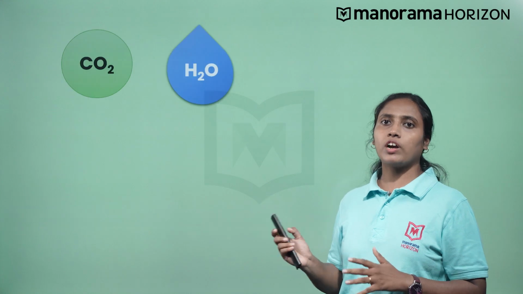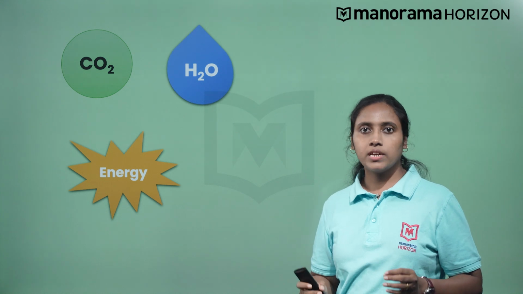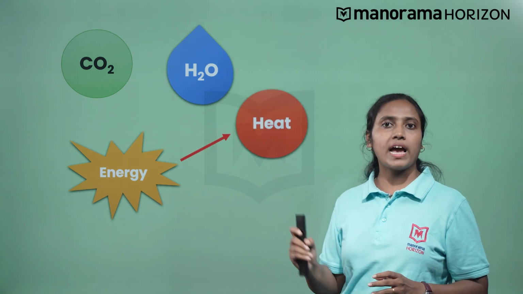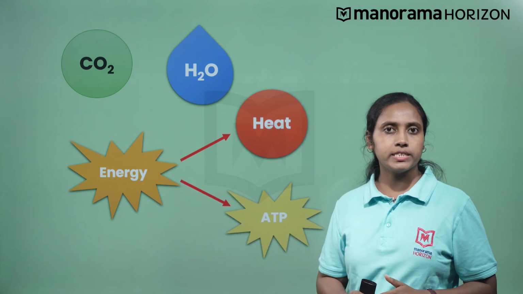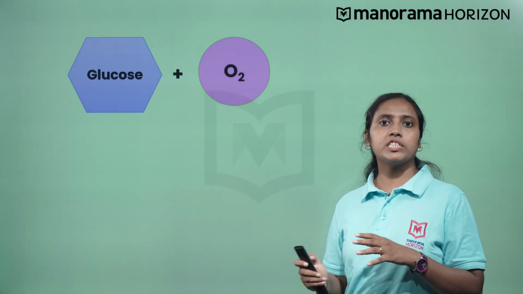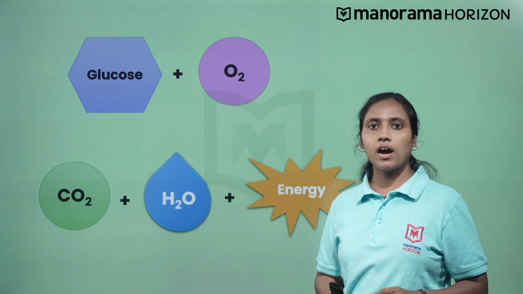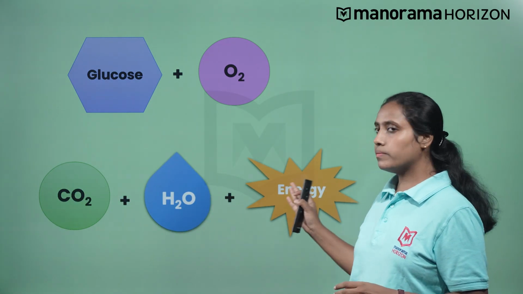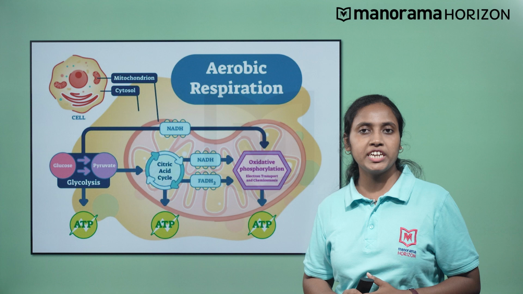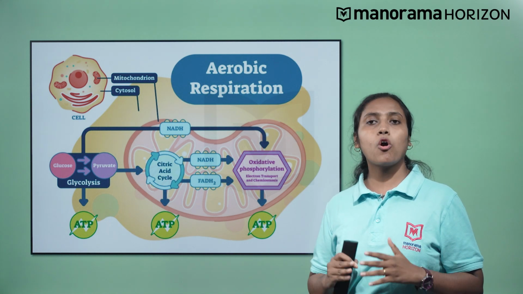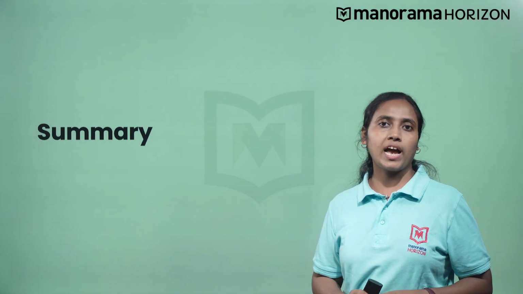Apart from the formation of carbon dioxide and water during respiration, energy is also released. Some amount of energy is given out as heat, and most of the energy gets stored in the form of ATPs. Hence, the reactants of respiration are carbohydrate and oxygen, and the products are carbon dioxide, water and energy. Now let's find out the steps involved in the process of respiration and the number of ATPs released or utilized in each step in our next session. Let's now summarize what we have learned.